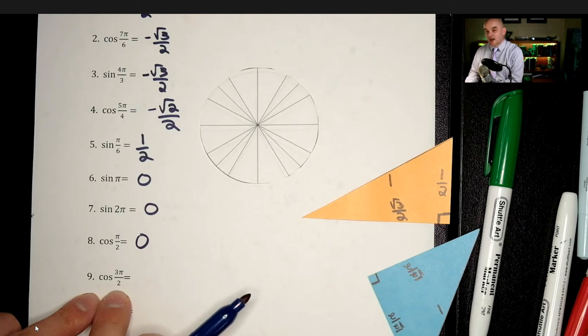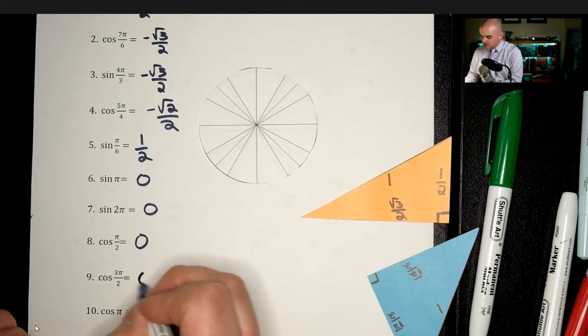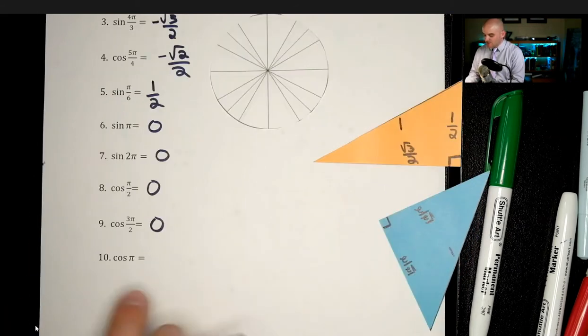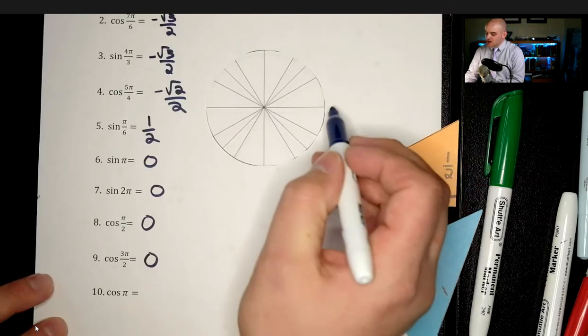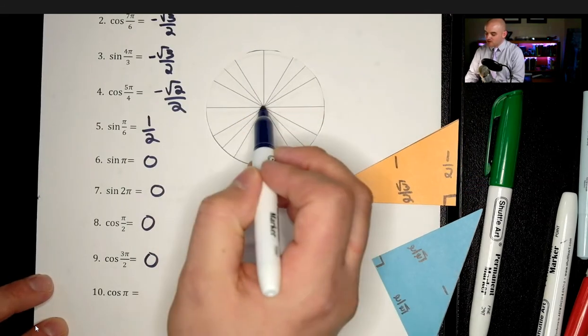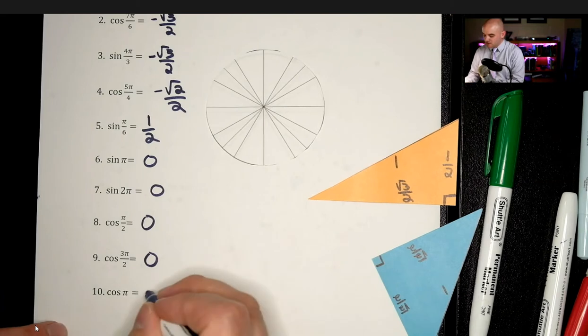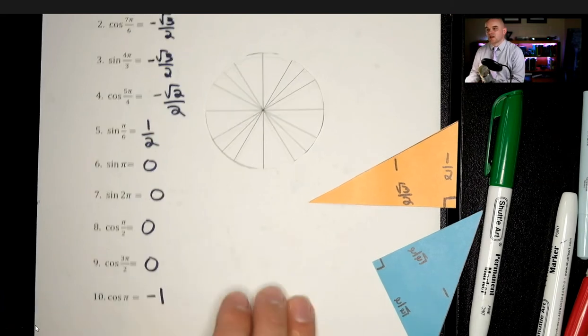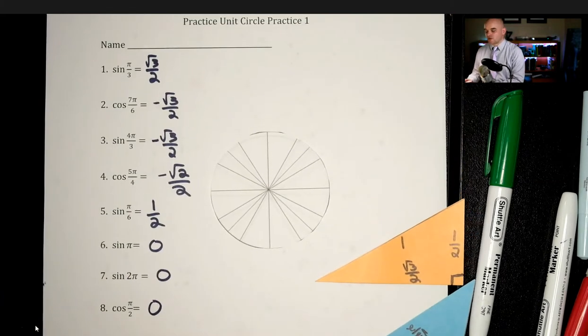Cosine is your x value. Once again, we're going to get 0 there. And then finally, the cosine of pi. Pi is halfway around the circle, and the cosine is my x value. It's going to be negative 1. So that takes me through the first practice quiz.